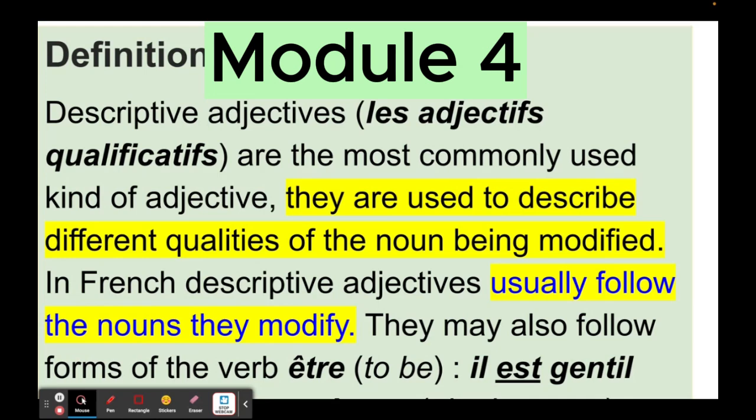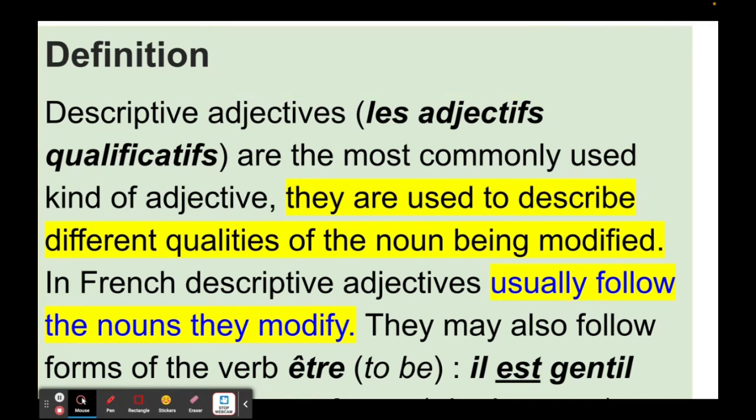So what is a descriptive adjective? In French, we call them les adjectifs qualificatifs or les adjectifs de description. We have different ways of saying it. Descriptive adjectives are the most commonly used kind of adjectives. Most of the adjectives we have in French, or even in English, the ones that we use a lot, are the descriptive adjectives. And why do we use them? We use them to describe different qualities of a noun being modified.